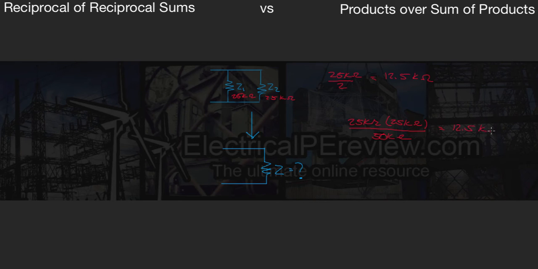12.5 kiloohms. And if we do it reciprocal of reciprocal sums, we can say, well, 25 kiloohms inverse plus 25 kiloohms inverse, hit enter, and then hit the inverse button one more time on that answer. We get the same 12.5 kiloohms. So just a quick tip, save you some trouble. Anytime you have 2 resistors of an equal value in parallel, your equivalent Z down here is always going to be that resistance value divided by 2.